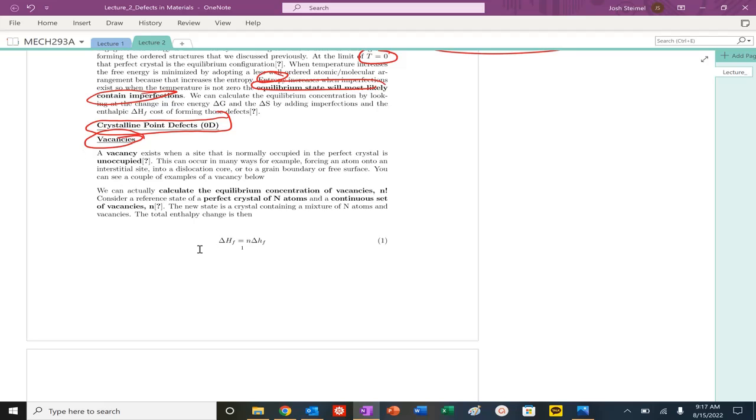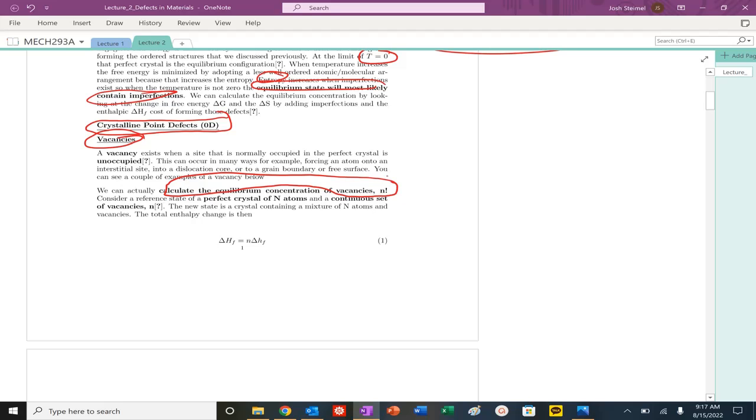Vacancies are very, very important, as we're going to see a little bit later on. Vacancies are how atoms typically diffuse, as opposed to a ring mechanism or direct exchange mechanism. They're incredibly important, especially when we get into electrical and optical materials and diffusivity. And we can actually calculate the equilibrium concentration of vacancies.